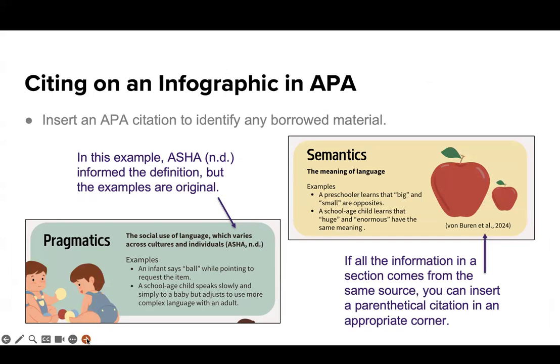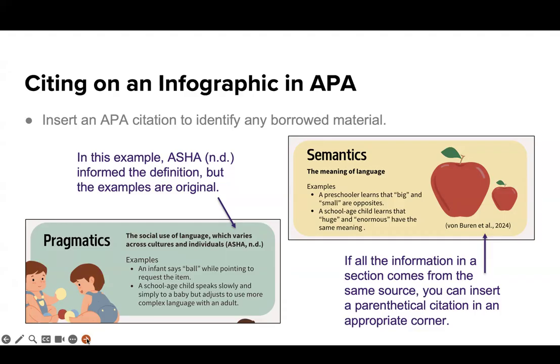If limited content on the infographic is actually borrowed from a source, or if you're using multiple sources, then you may choose to cite the same way that you would in a paper. For instance, in the example on the left here with the babies, I only used the ASHA source to inform the definition of pragmatics, and I made up the examples myself. So for that reason, I put the parenthetical citation for ASHA, n.d. just after the relevant detail. On the other hand, if the information in a group of ideas came from the same source, then it's usually acceptable to put the parenthetical citation in the lower corner.